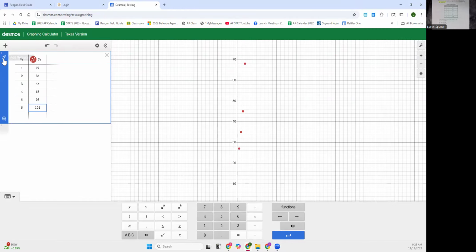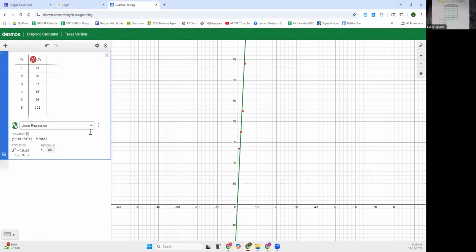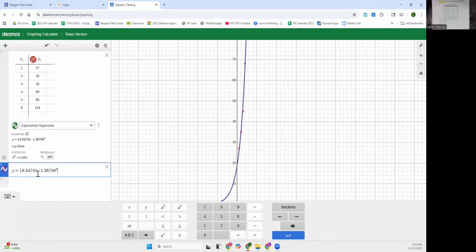Once I do that, I'm going to go to this domino button, and it gives me the linear regression, but that's not what I want. I have to push the arrow and select exponential. When I select exponential, I get this equation, 18.94 and 1.36. Well, looking at my answer choices, my best choice appears to be C.